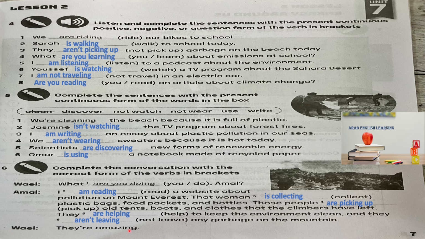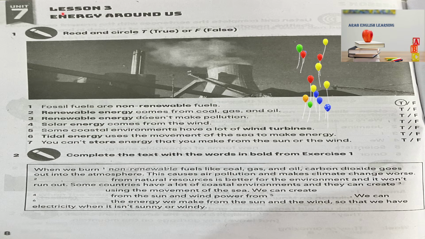Well, they are amazing. Page 8, Lesson 3, Energy Around Us. Exercise 1, read and circle T for true or F for false. Number 1, fossil fuels are non-renewable fuels. This is true. 2, renewable energy comes from coal, gas, and oil. This is false. 3, renewable energy doesn't make pollution. This is true. 4, solar energy comes from the wind. This is false. It comes from the sun.